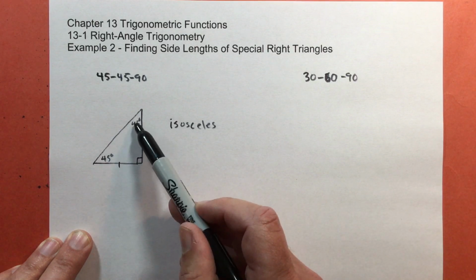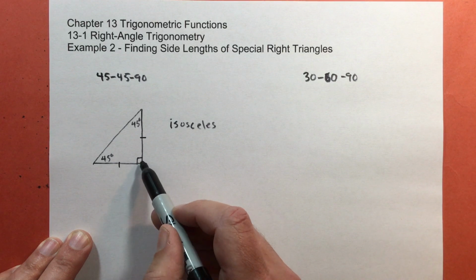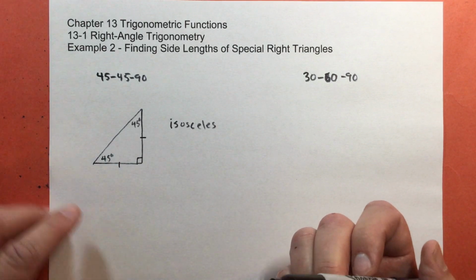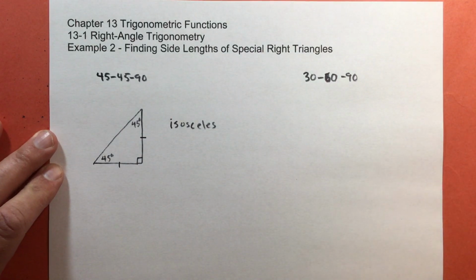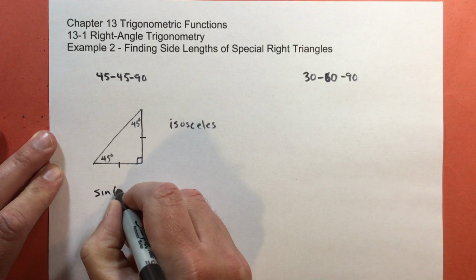I know that these are both 45 because that's the triangle that I'm drawing, and I know that this last angle is going to be 90 because 45 plus 45 plus 90 equals the 180 we want. So check this out. What about sine of 45?